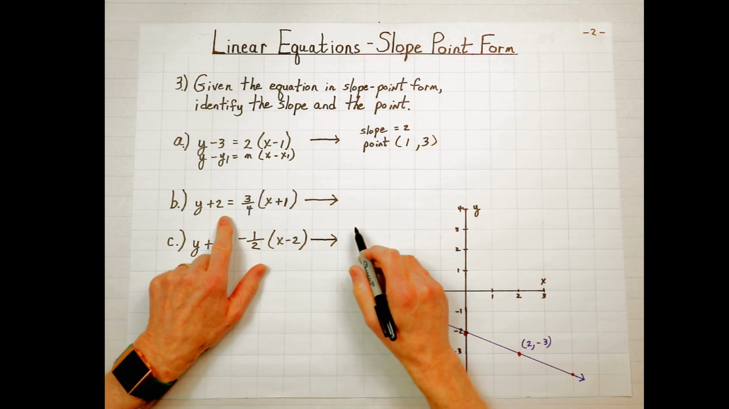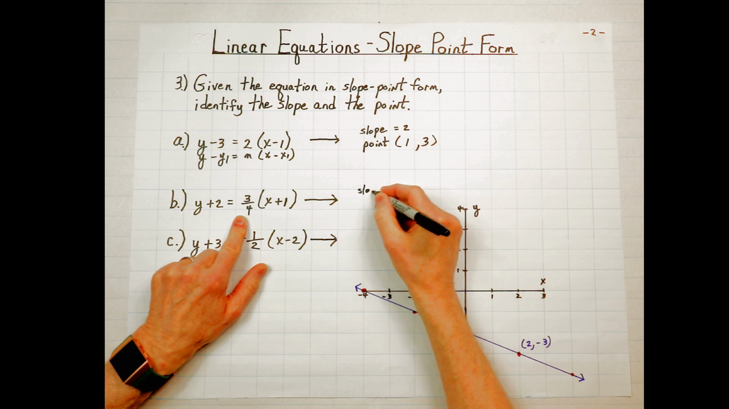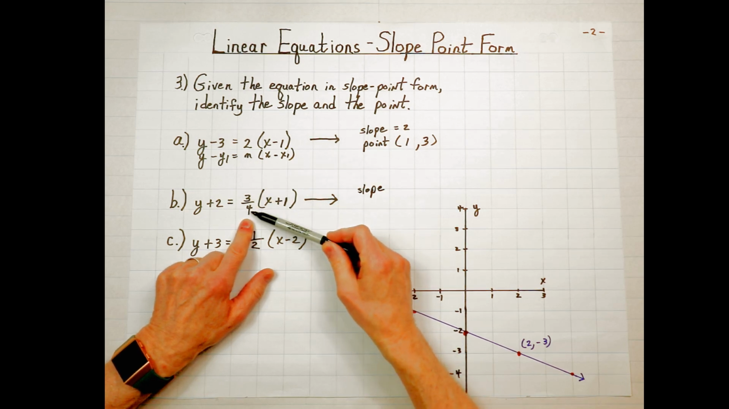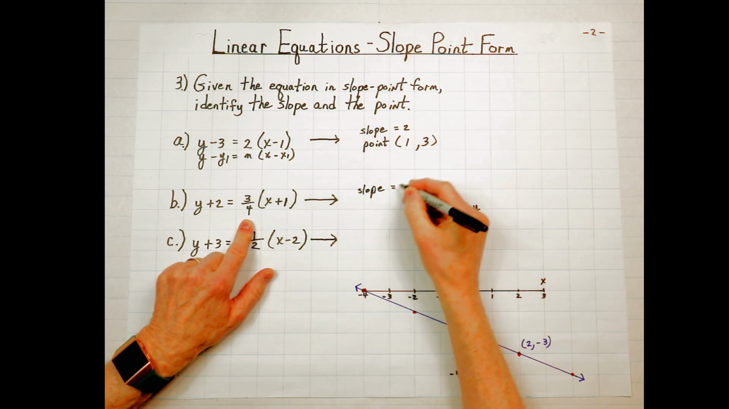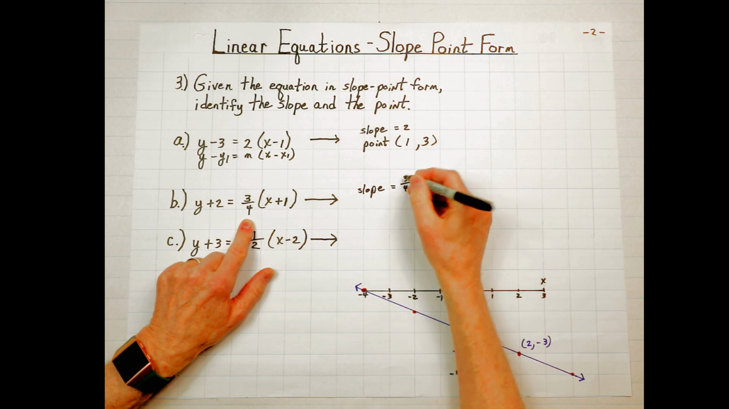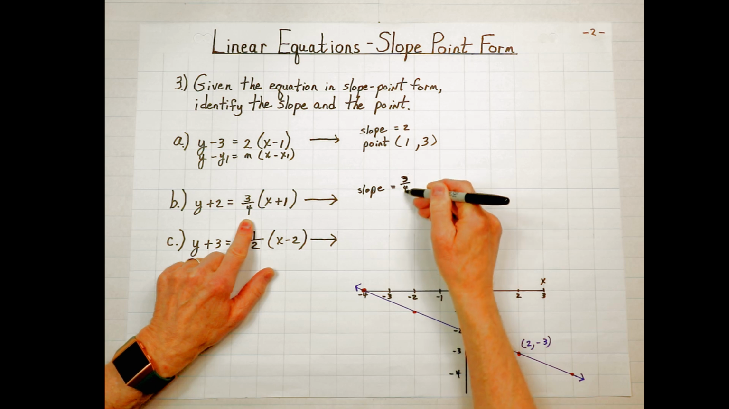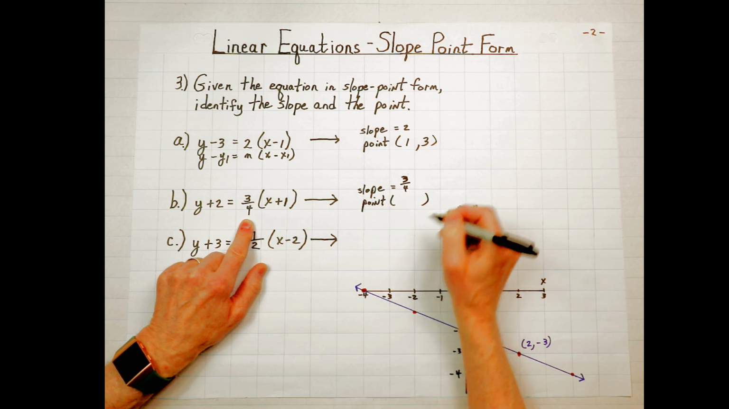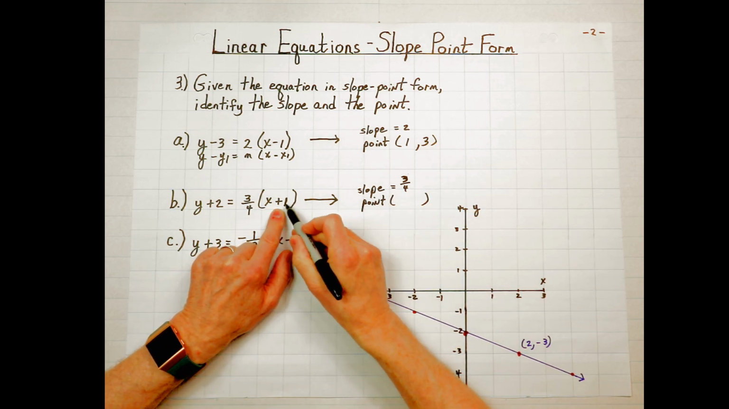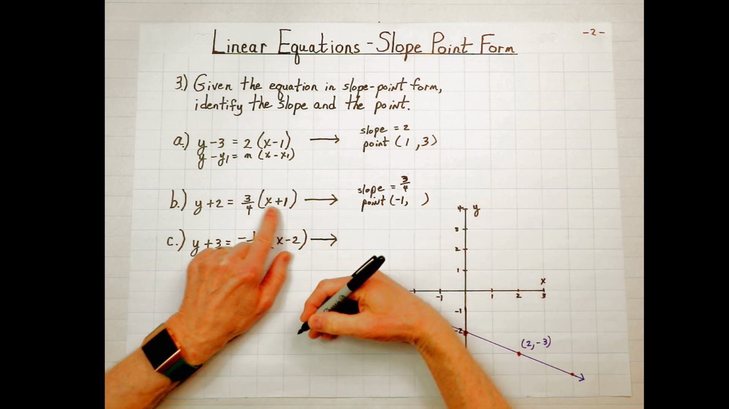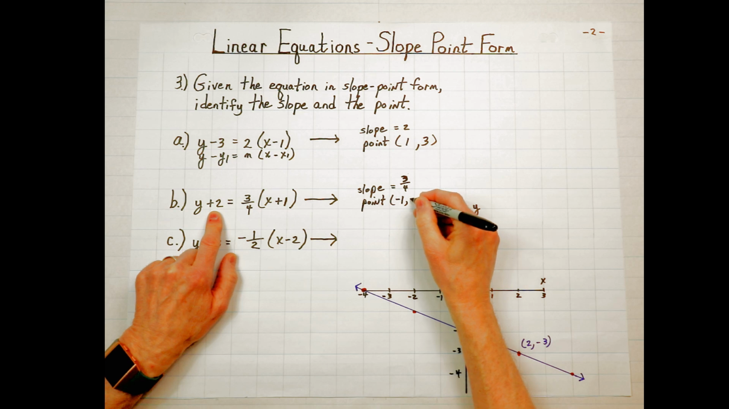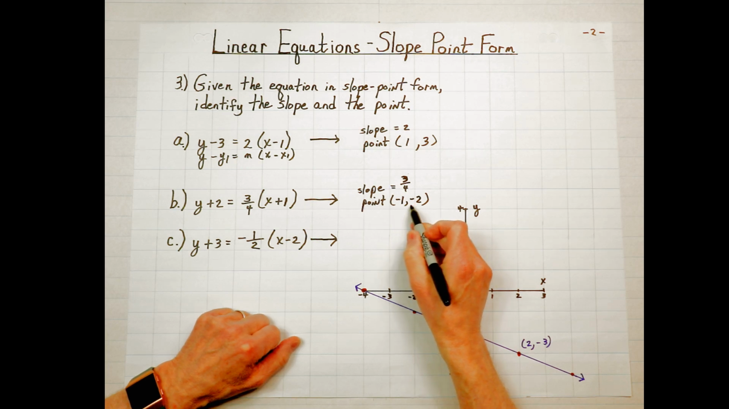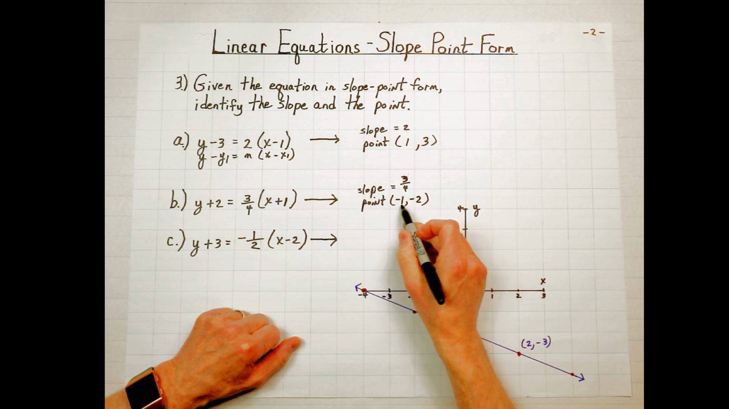Okay, so let's look at the second example. So the slope in the second example is the m number, and the m number is 3/4. And this is the second graph that we did. So that's 3 over 4. And the point is, the number with x is 1. We change the sign, get minus 1. The number with y is 2. We change the sign and get minus 2. And if you look back at the graph, that is the coordinates of the point on the graph, minus 1, minus 2.